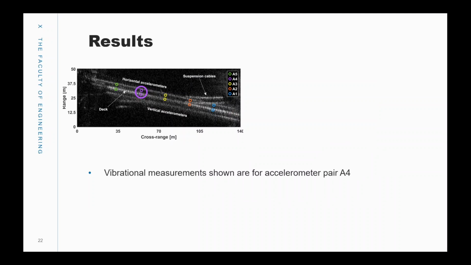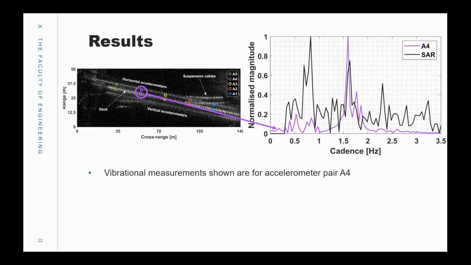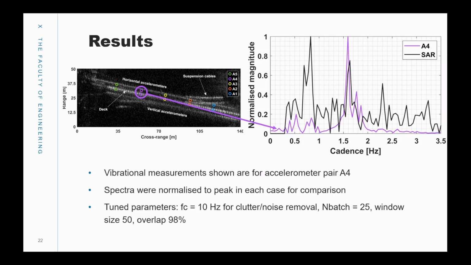So now moving on to our results. The vibrational measurements that I'll be showing are for the accelerometer pair A4, so in this circle here, and the SAR measurements also come from the pixel within the purple circle. So this is what the two spectra look like. So we have A4, which is the accelerometers in purple, and SAR measurements in black. These spectra were normalized to the peak value in each case to aid comparison. And the tuned parameters were a cutoff frequency of 10 Hertz for cluster and noise removal, batch size of 25, and a window size of 50, an overlap of 98% for the spectrogram.